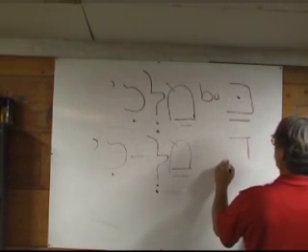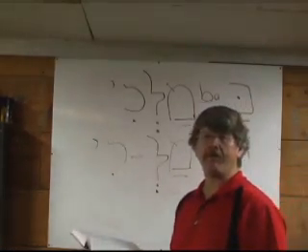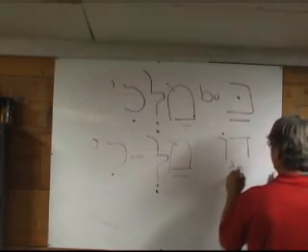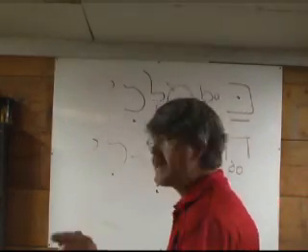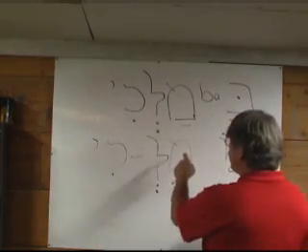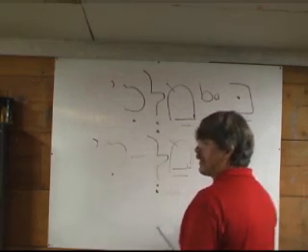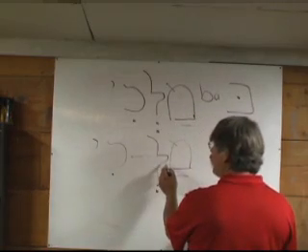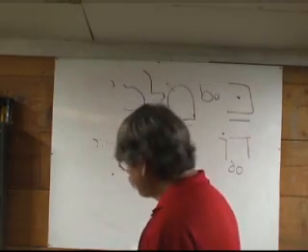If we have do, remember with the vav and the holam above the vav, that's an O. If we have do, that is an open syllable because it's ending in a vowel, the O, right? On this one, mal, lamed is a consonant, not a vowel, right? So this is a closed syllable. You see the difference? That's all that is.